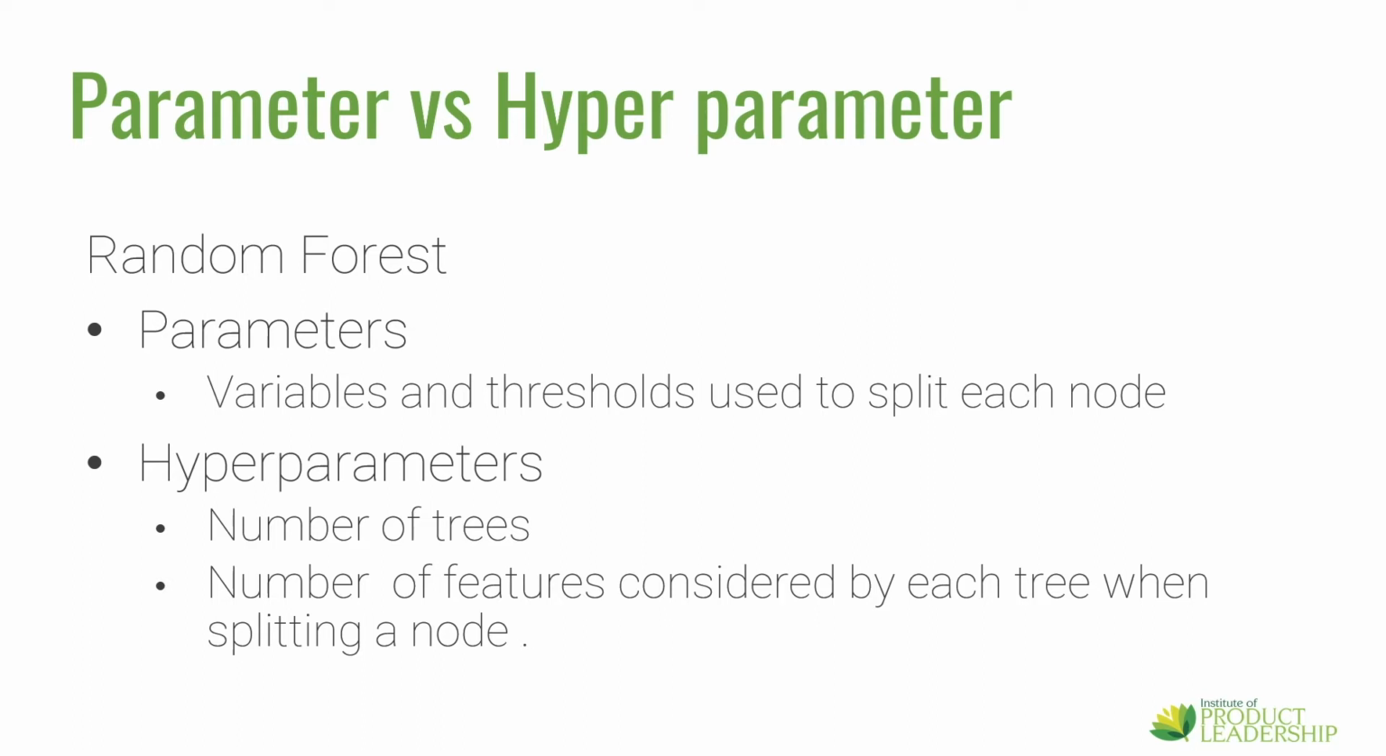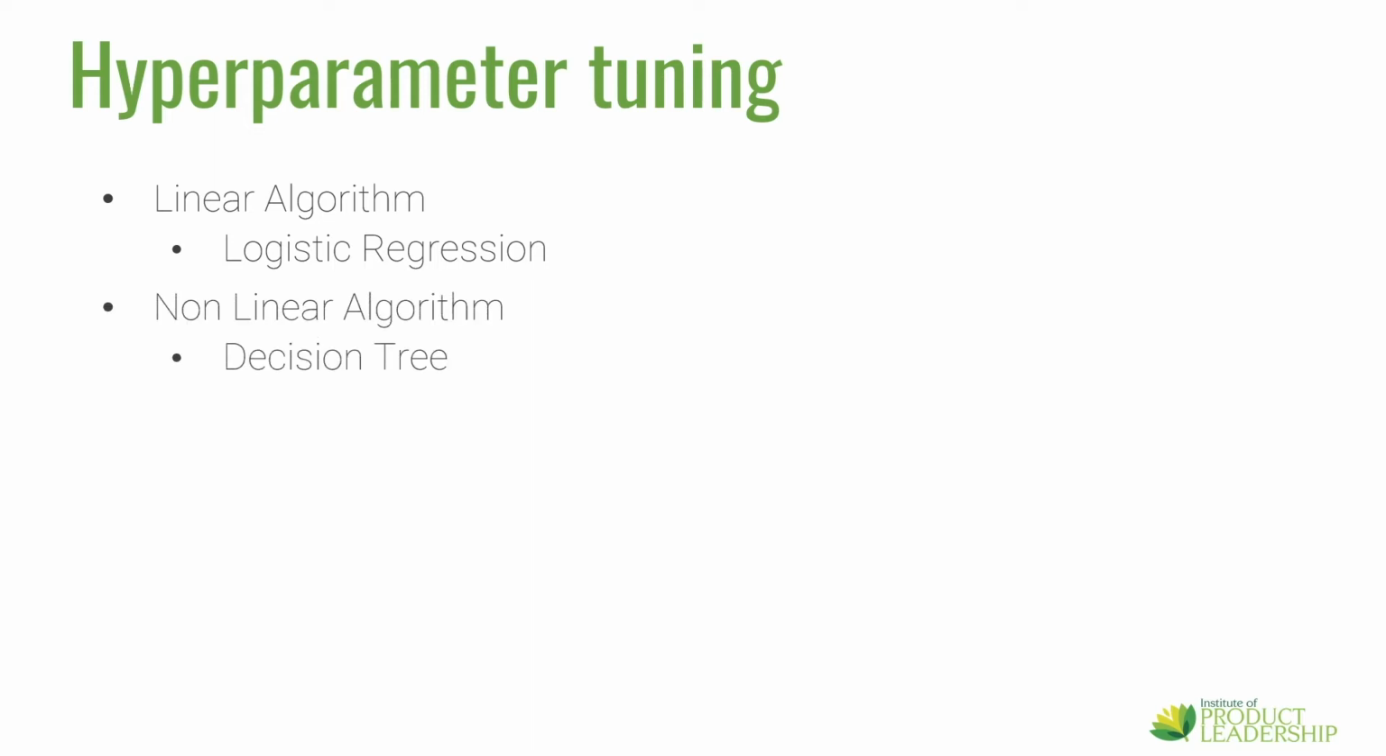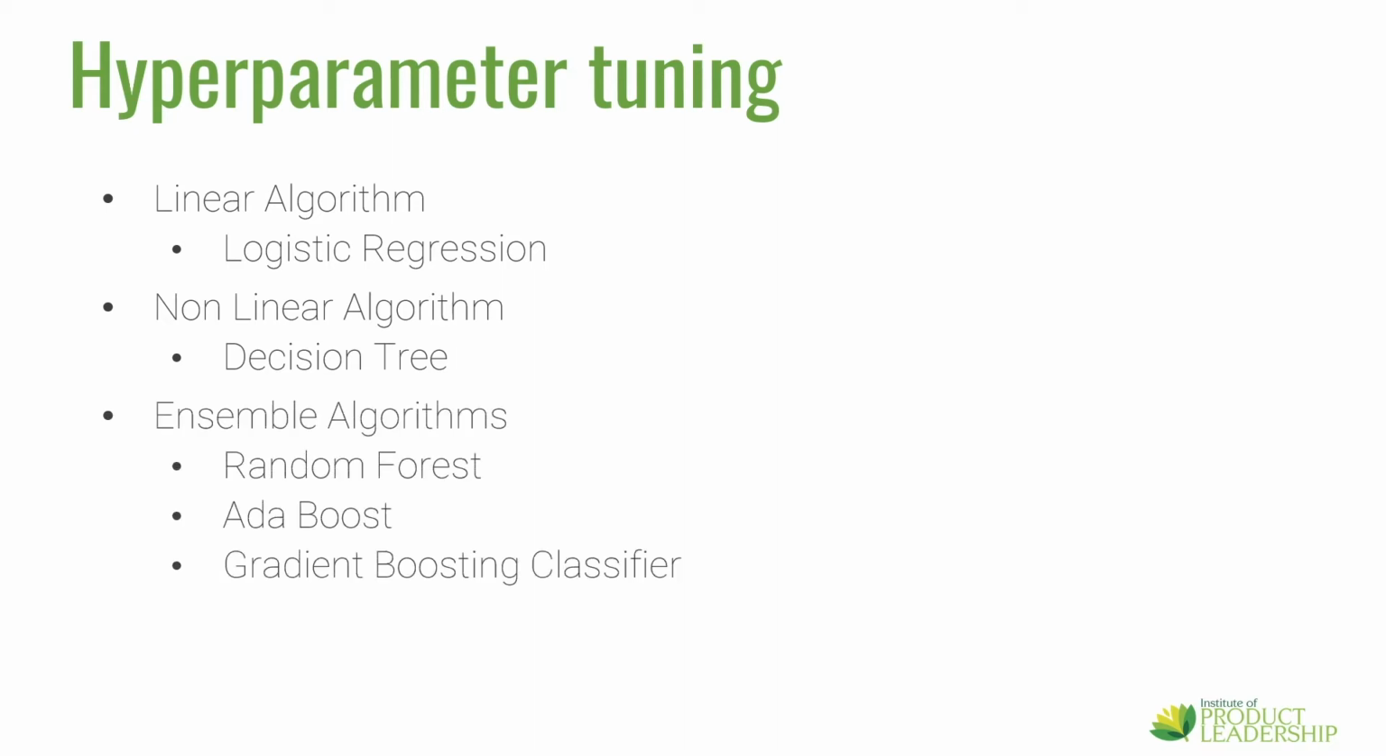We will use our diabetic dataset to tune hyperparameters of 5 algorithms across 3 different types, namely logistic regression from the linear algorithm category, decision tree from the non-linear algorithm category, and random forest, AdaBoost and gradient boosting classifier from the ensemble algorithm category. And finally, we will combine all these algorithms in a voting classifier and calculate the mean prediction accuracy.